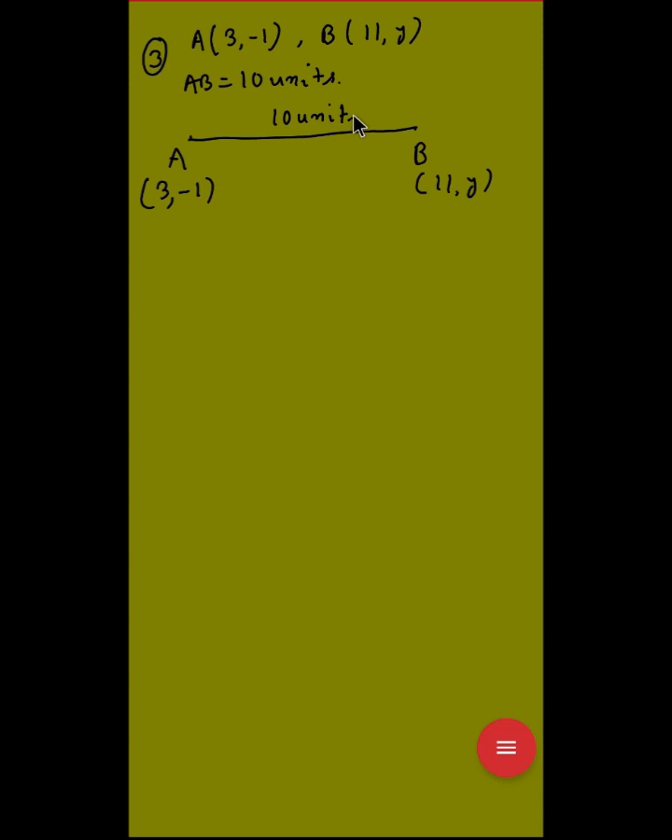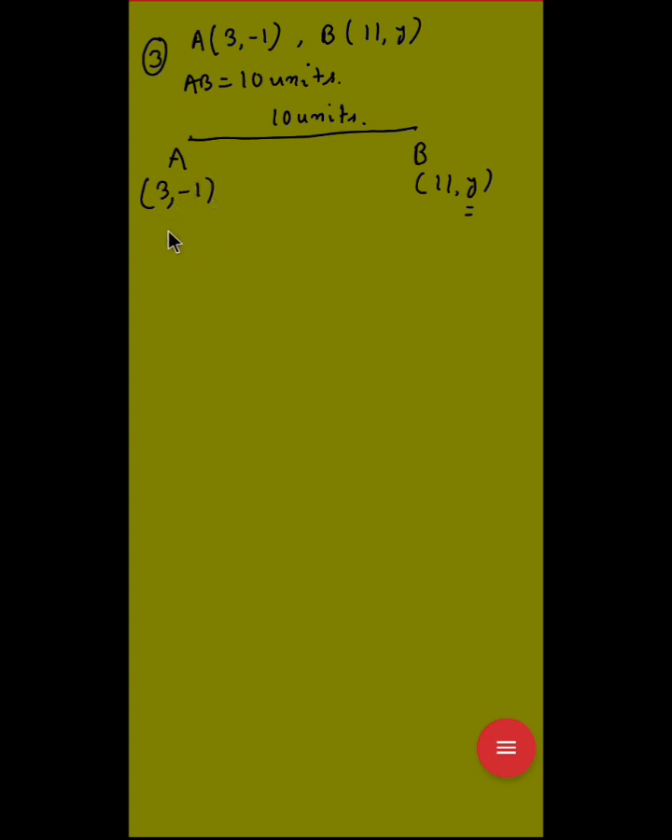In the earlier questions, we were just finding the distance between A and B. Now in these questions, the distance AB is already given as 10 units, coordinate A is defined by (3, -1) and coordinate B is defined by (11, y). So in this question, we are going to find the value of y. Again, we simply use the distance formula.